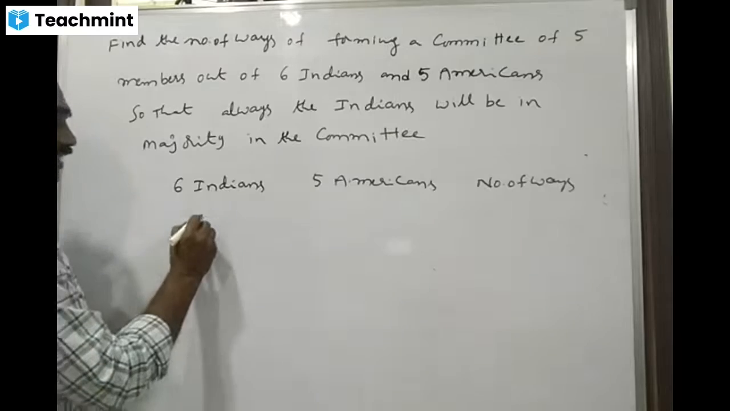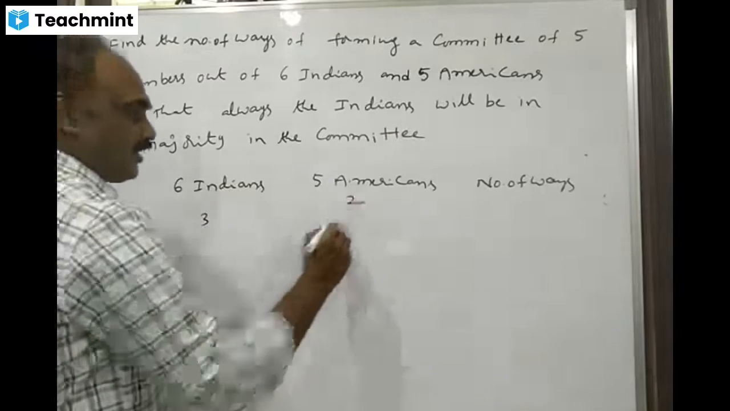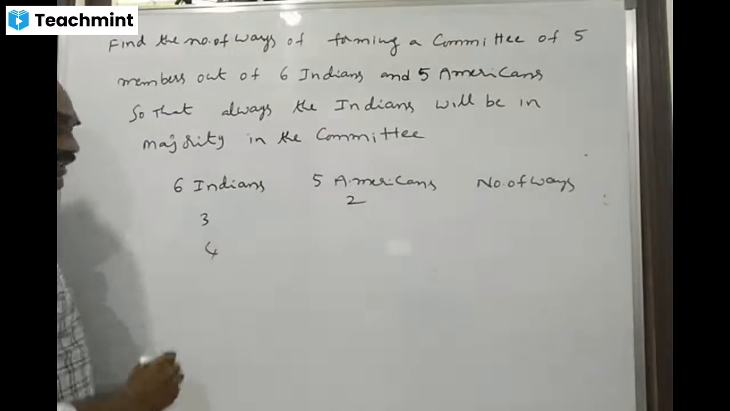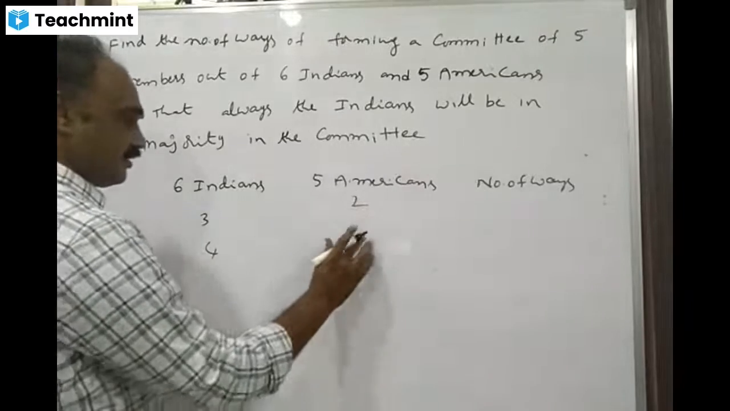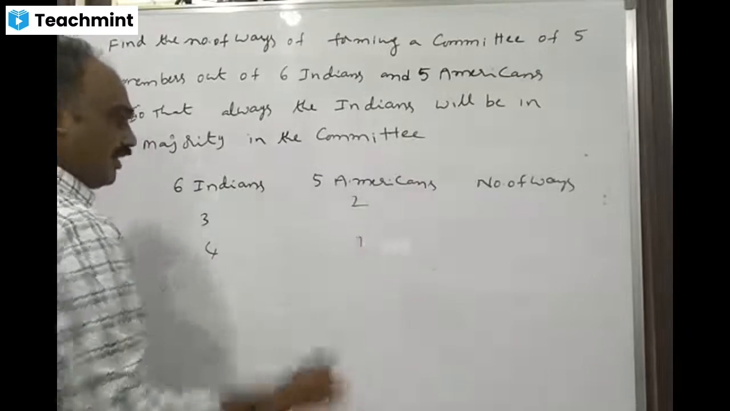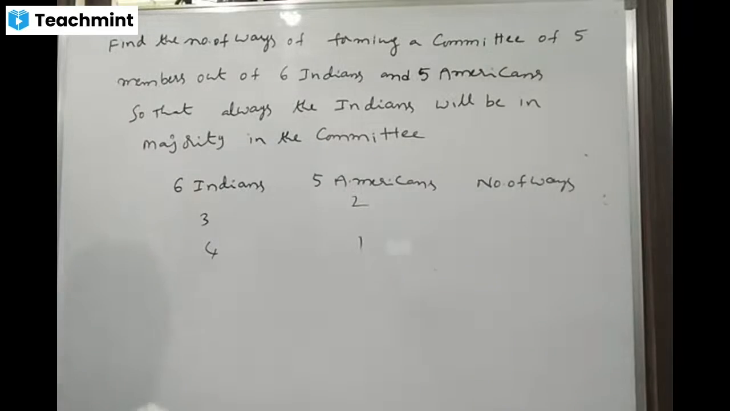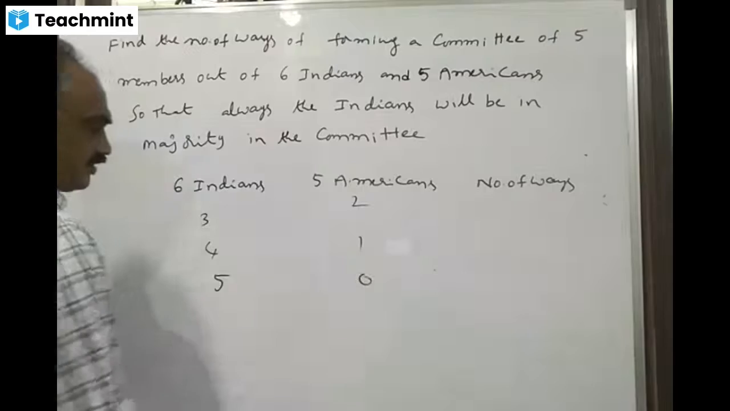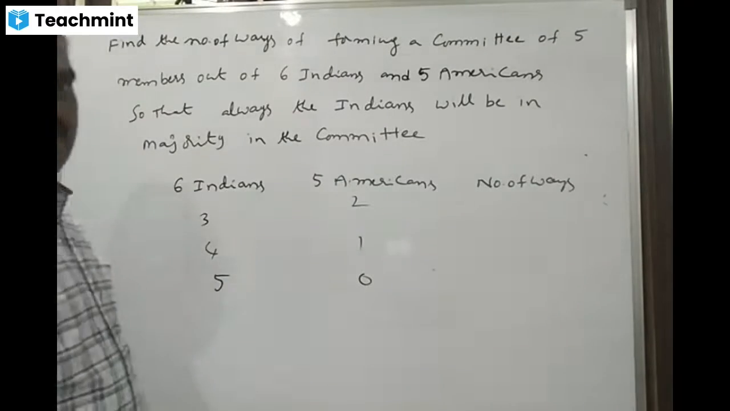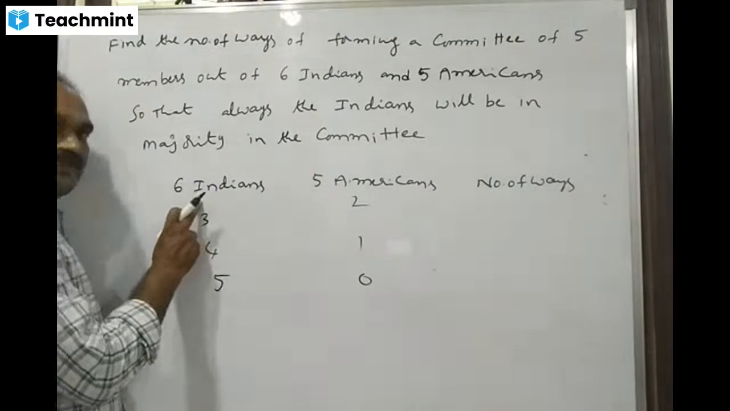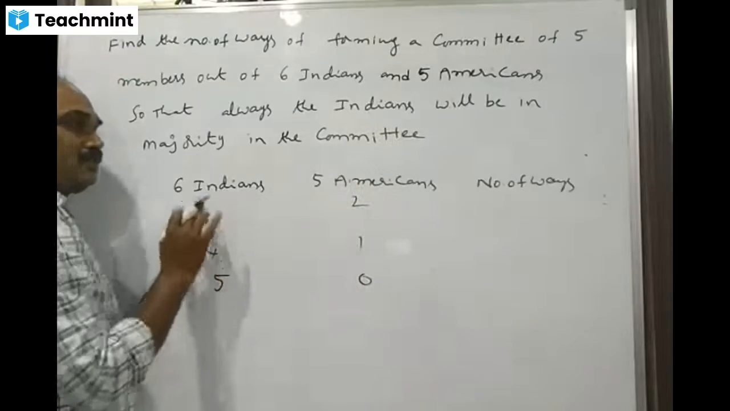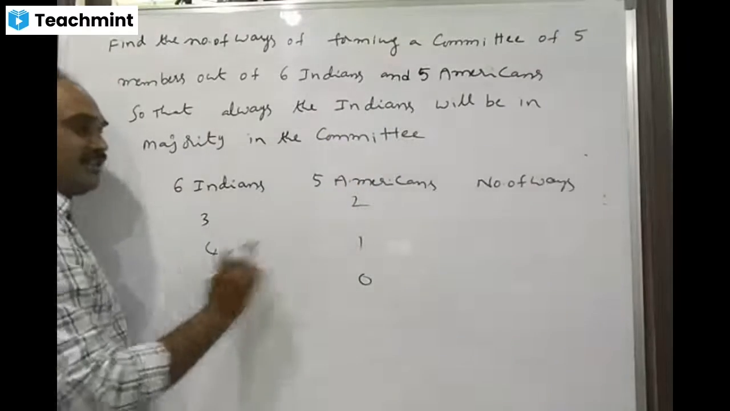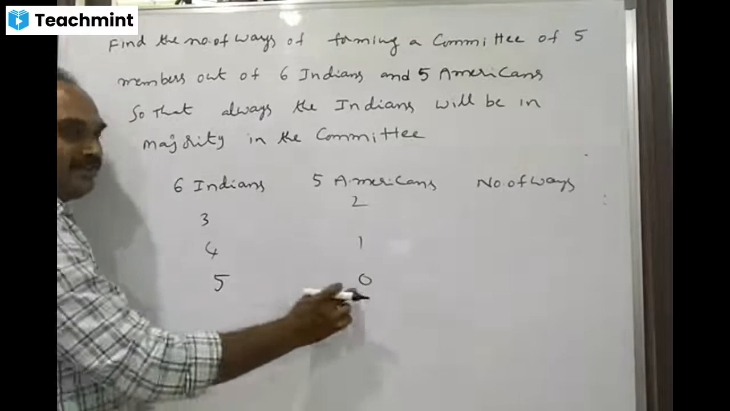Friends, the cases are 3 Indians and 2 Americans, 4 Indians and 1 American, and 5 Indians and 0 Americans. Friends, these three are the only 3 cases. Suppose 2 Indians and 3 Americans, but the condition is that Indians will be the majority. So 3 Indians and 2 Americans, 4 Indians and 1 American, 5 Indians and 0 Americans.